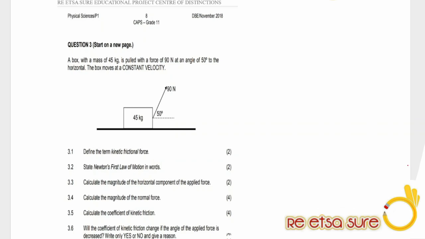The other one is this one. Question 3. A box with a mass of 45 kg is pulled with a force of 90 Newton at an angle of 50 to the horizontal. The box moves at a constant velocity. My beautiful learners, for the fact that they wrote constant velocity with capital letters, you need to be very careful.